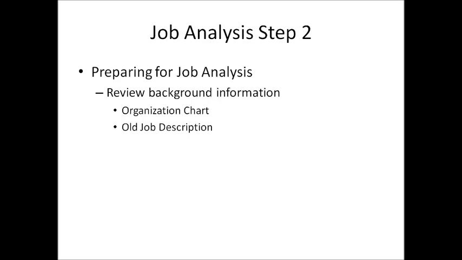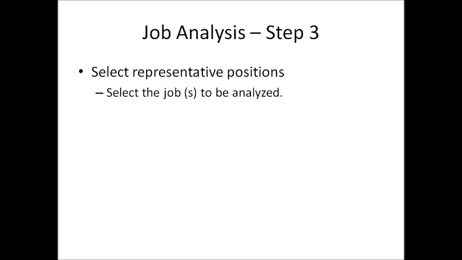The second step in the job analysis process is preparing for the job analysis. At this stage, we review background information, looking at the organizational chart, one, to assess the reporting relationships. Secondly, we want to look at the process charts. How do jobs flow within the organization? And the third thing that we want to look at is the division of labor. We also need to assess the old or current job description.